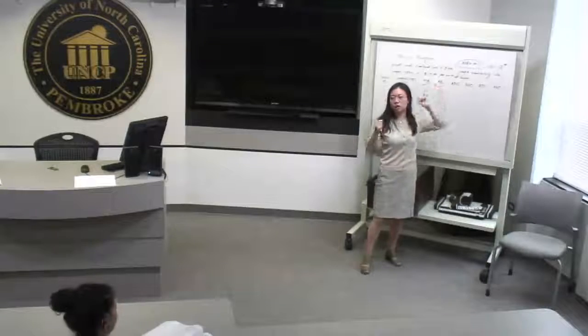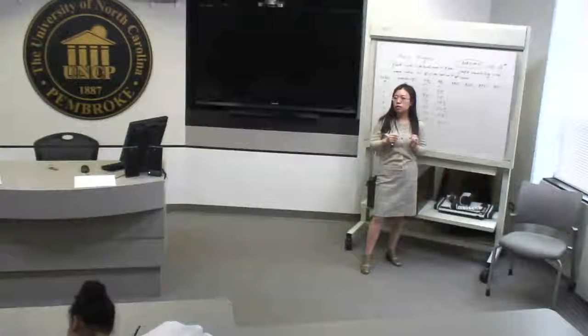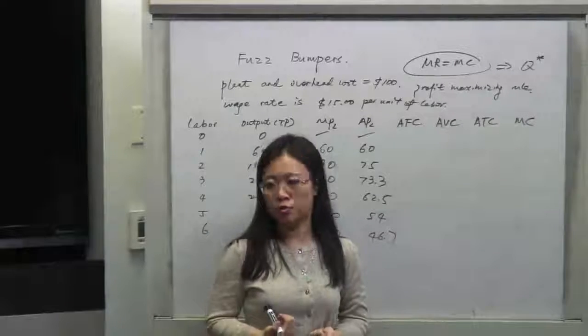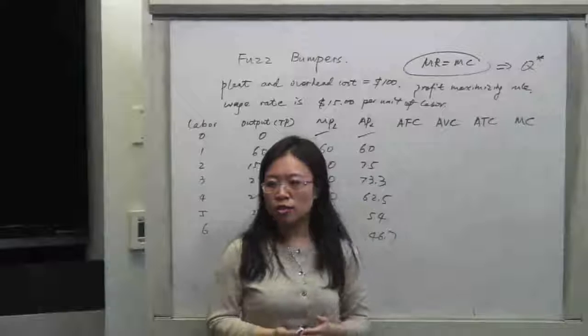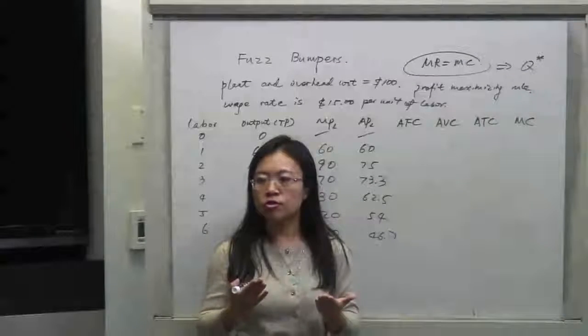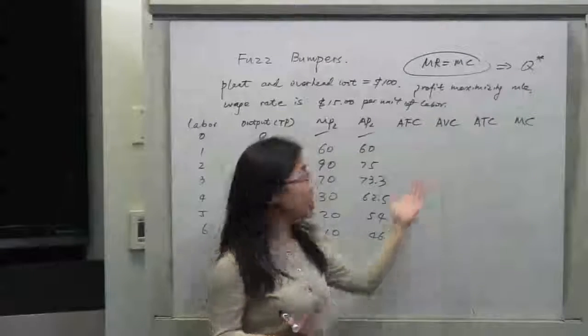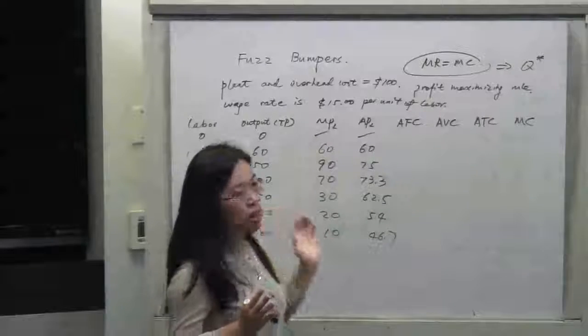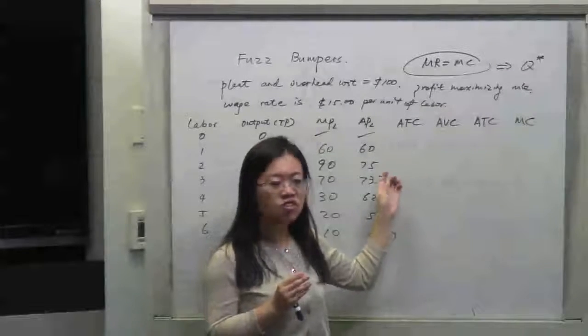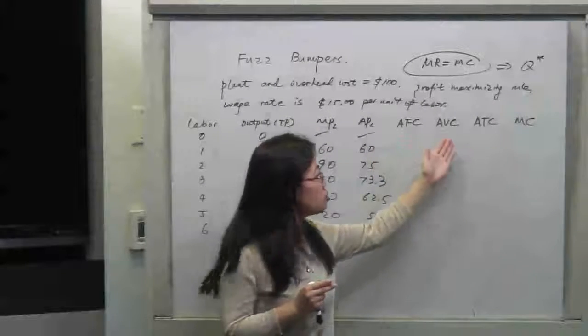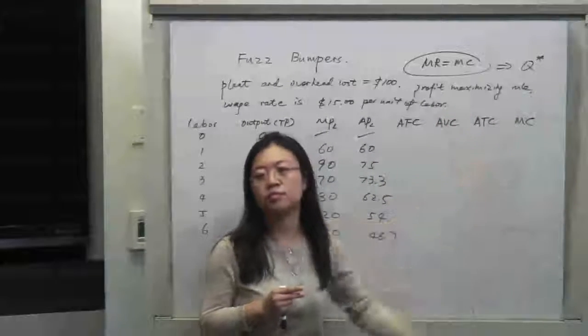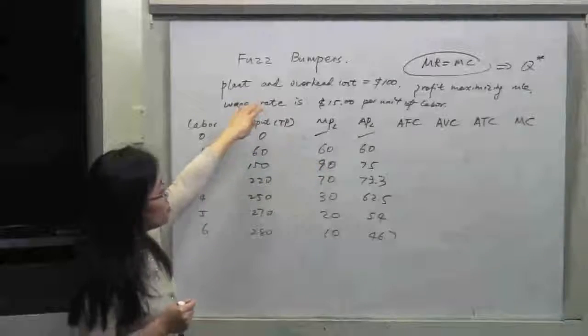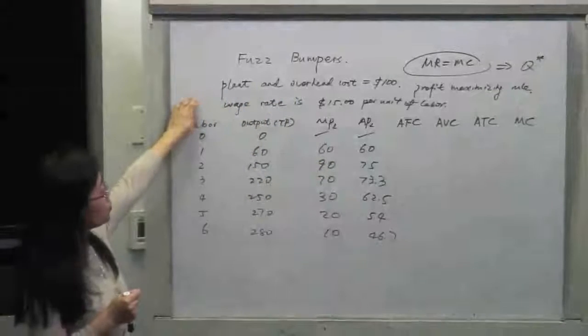How about average variable cost? Total variable cost divided by the output. Average fixed cost? Total fixed cost divided by the output. So if you look at the names, it's very intuitive. You really don't have to remember. Now the key here is how do we figure out what is fixed cost, what is total variable cost, what is total cost? There's some information given here.